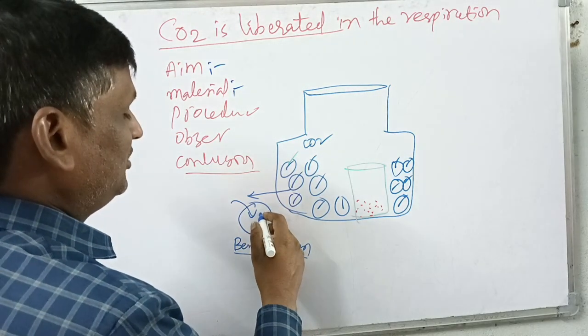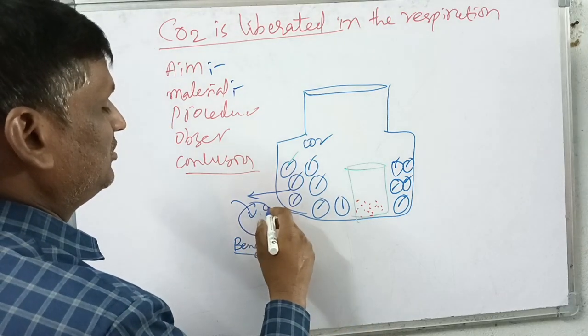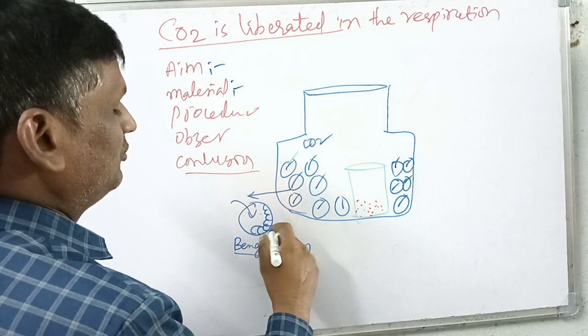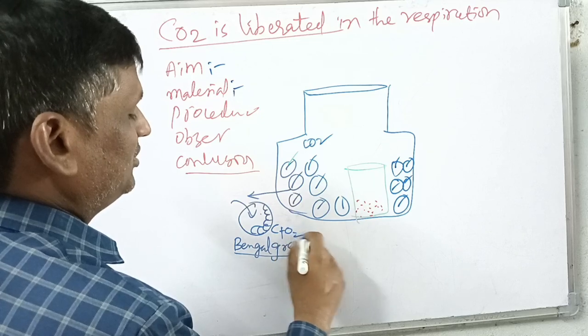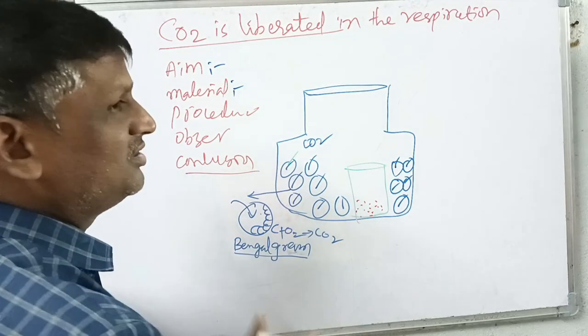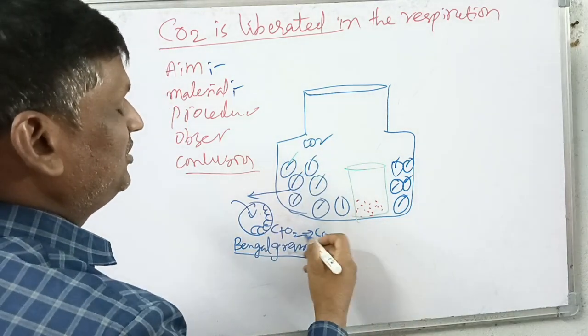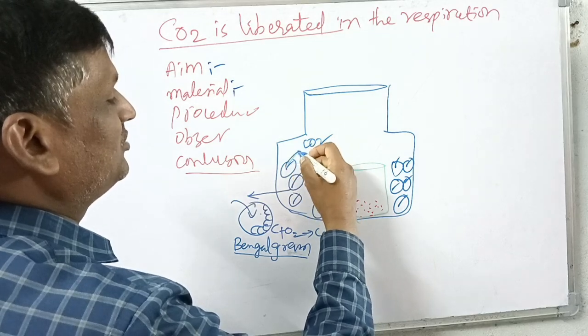This oxygen reacts with the carbon compounds in the seed. These carbon compounds plus oxygen react and form carbon dioxide. That's why when the seed is germinated, when the plant is growing, carbon dioxide gas is produced.